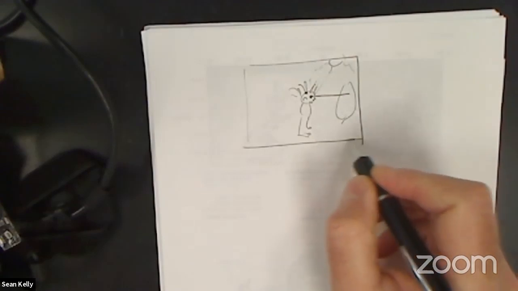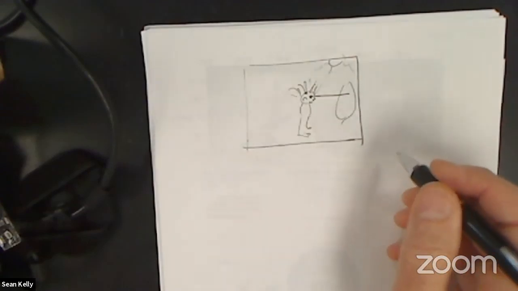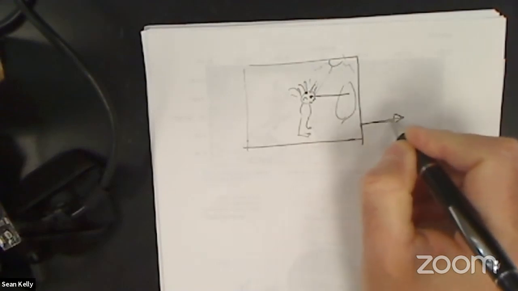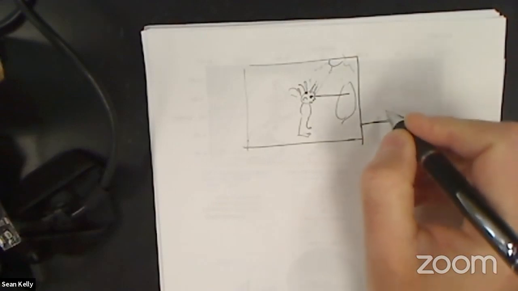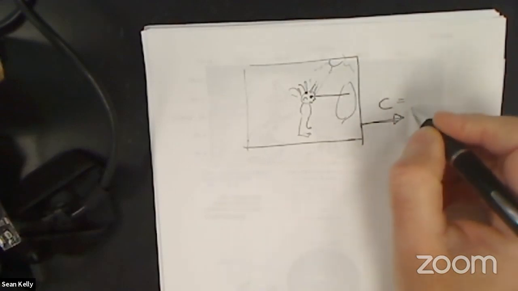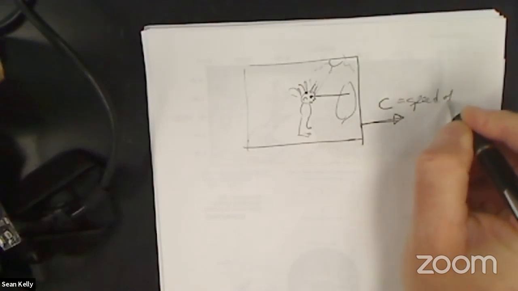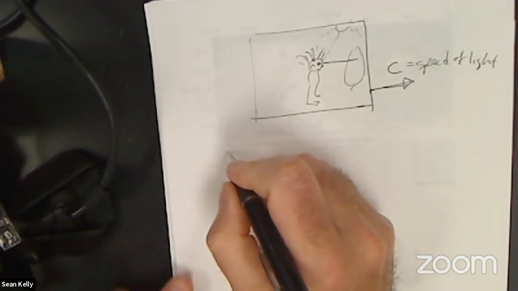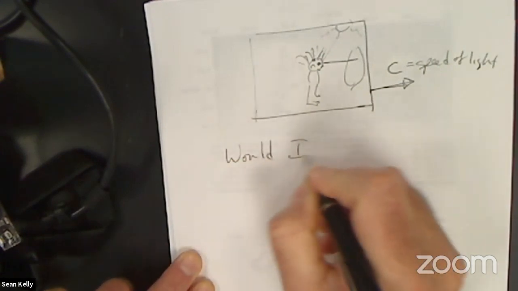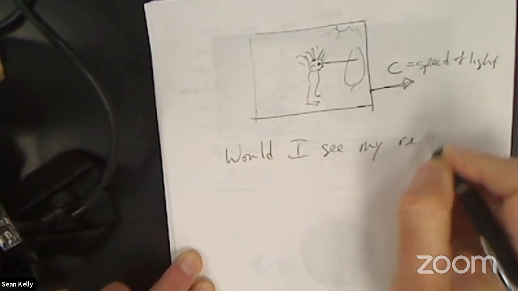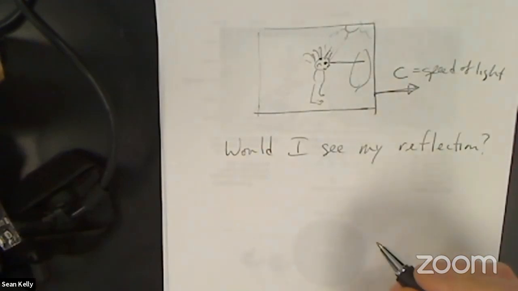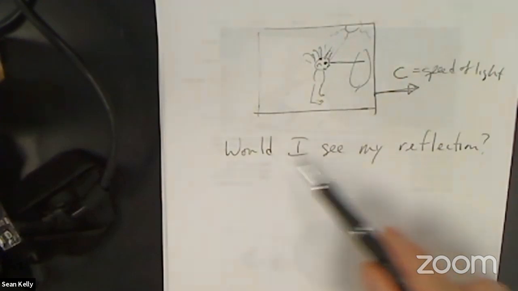So, Einstein's trying to think of a good question, and he says, but what if the room were moving? What if the room was moving forward at c, right? Remember what c is? The speed of light. So here is the famous question that Einstein asked. Would I see my reflection? Okay, so that doesn't seem like a big question, but it turns out it kind of is. And he had to decide one way or the other.